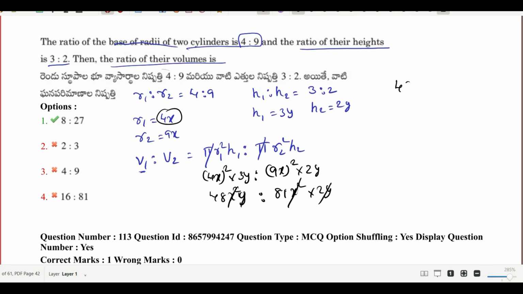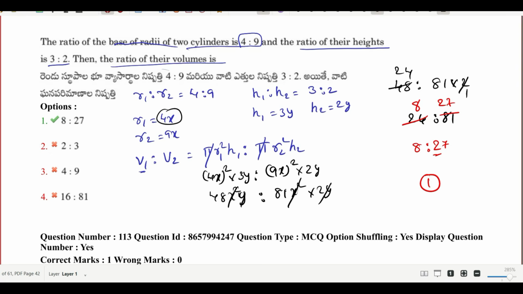We are left with 48 is to 81 into 2. So 2 into 2 is 24 on the 2... so 24 is to 81. These are again divisible by 3. 3 eights are 24, 3 twenty-sevens are 81. What is our required ratio? The required ratio is 8 is to 27. That is, our first option is the correct one.